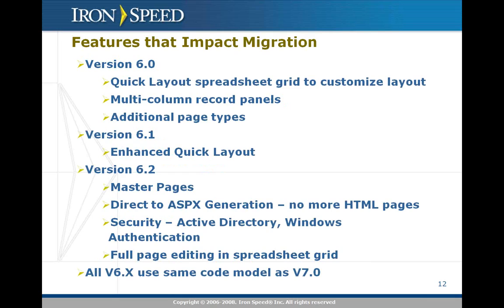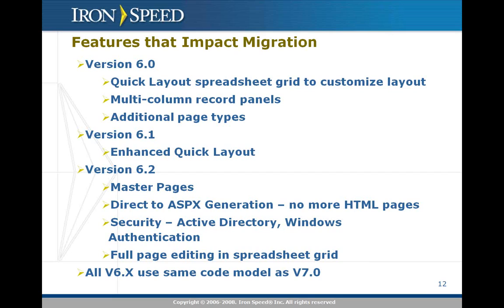6.0, as we talked about before, introduced the quick layout spreadsheet grid to customize the layout. It also created many new enhancements to the layout. So if you were previously customizing your page to have multiple columns, as an example, now you are getting that out of the box with multi-column record panels. Similarly, if you were customizing the pages to behave in a certain way, now some of those page types may be available in version 6.0, like, for example, our workflow pages, web report pages, email pages, and things of that nature. Again, if you did an email code customization, 6.0 probably gave you an easier way to do that customization.